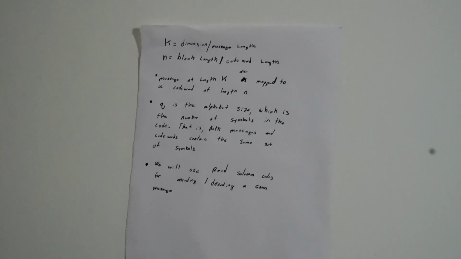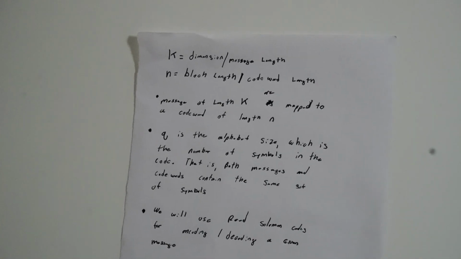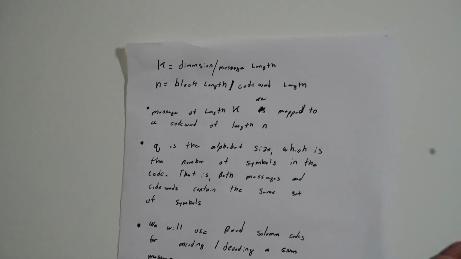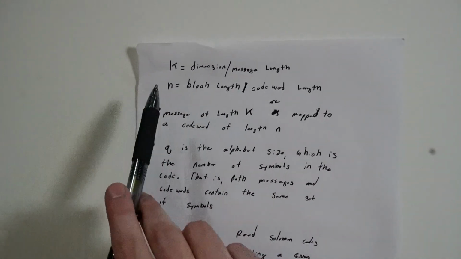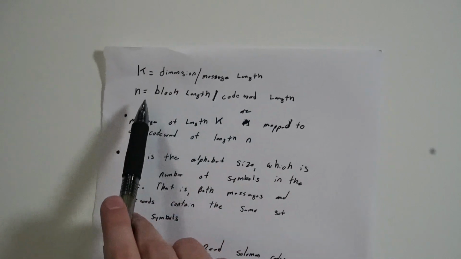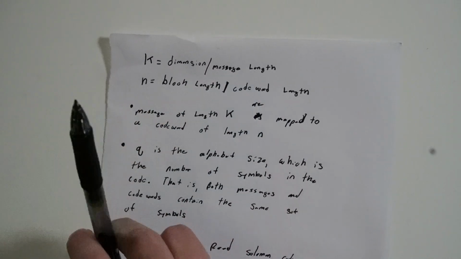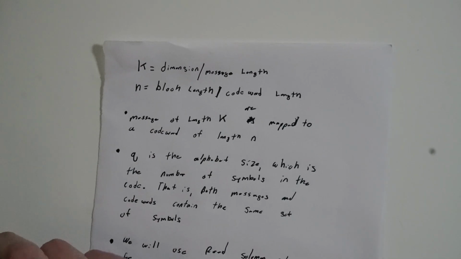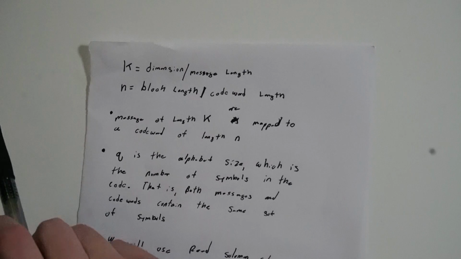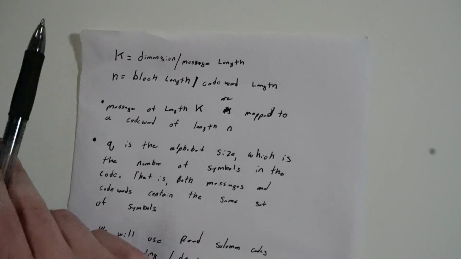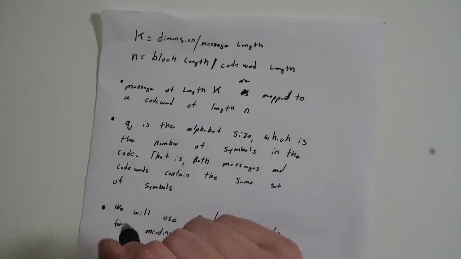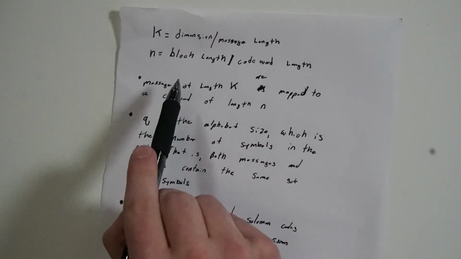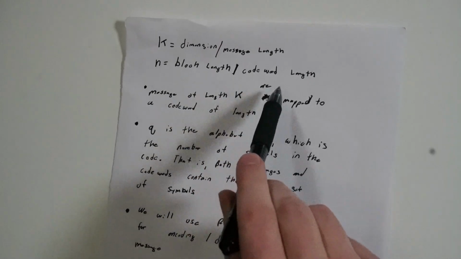Alrighty, so for our solution we will first define a few parameters or variables to give an overview of what codes do generally. So the first parameter we'll define is k, which is the dimension or the message length of a message. The basic idea is that we have a message with a certain set of symbols, and then we add redundant or extra symbols to that message, which we can use to retrieve the original message in the decoding process. So we have n, which is the block length, or also the length of the code word.